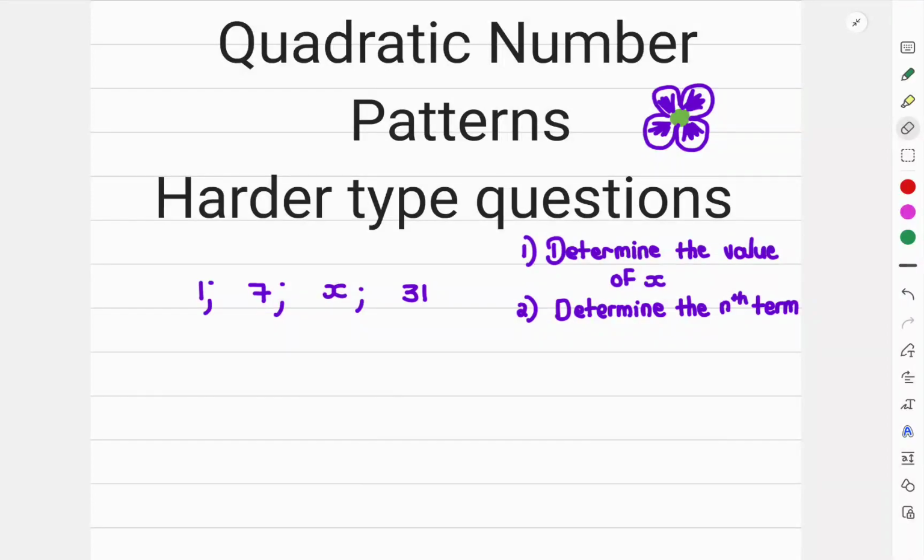Welcome to another video on the quadratic number pattern. This is video number 2, just the harder type questions that you can get where the sequence is given to you in terms of x.